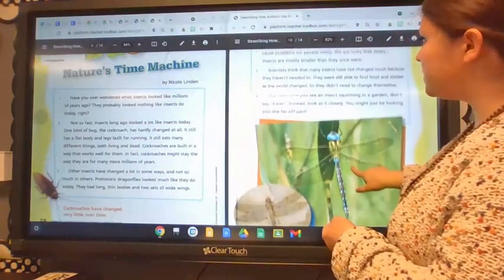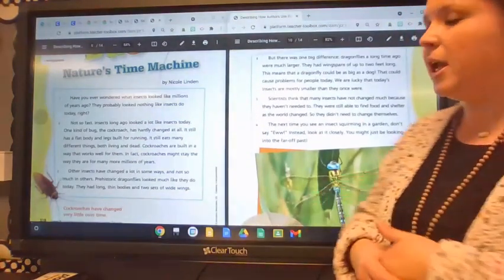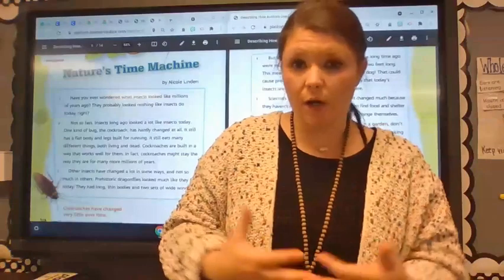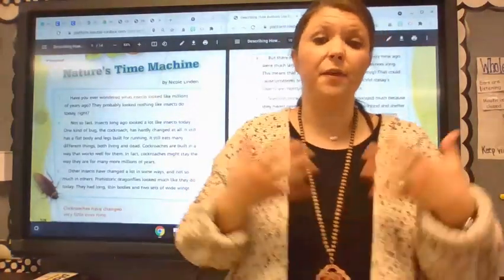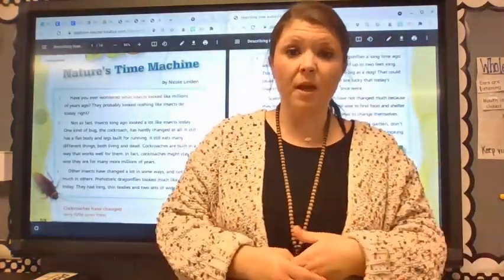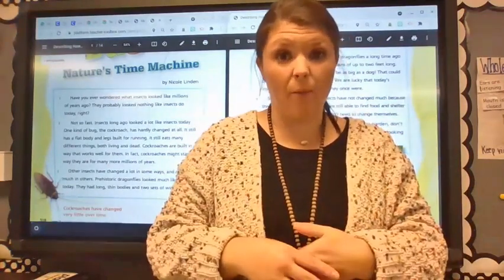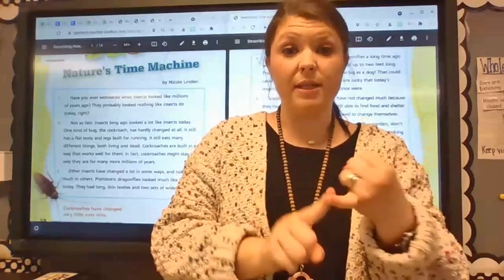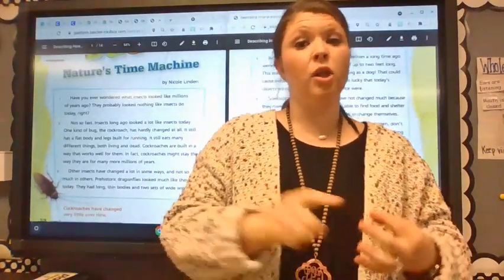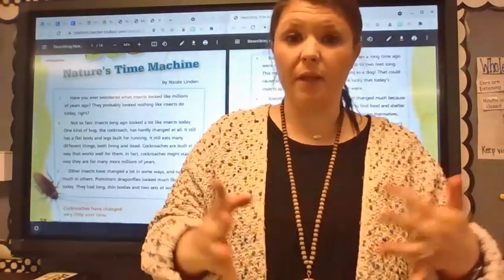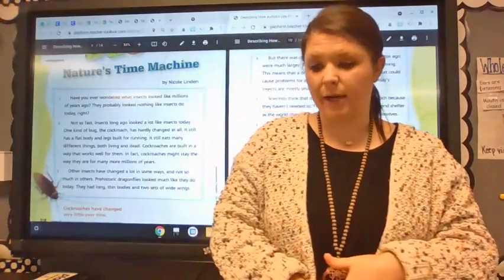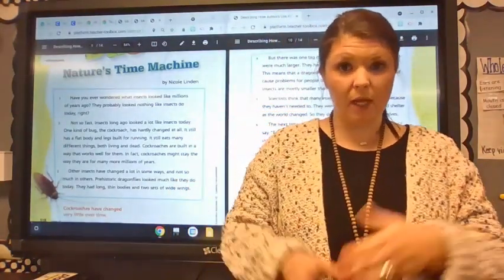All right, so this first time through, what you're going to do is you are reading just to understand what it is that the author is telling you, okay? You're just reading to understand what this text is all about. All right, go ahead. You can read this to yourself. You can read it to someone. You can read it with a stuffed animal, however you would like to read it. Go ahead and begin reading. When you're done, you may unpause the video and return.